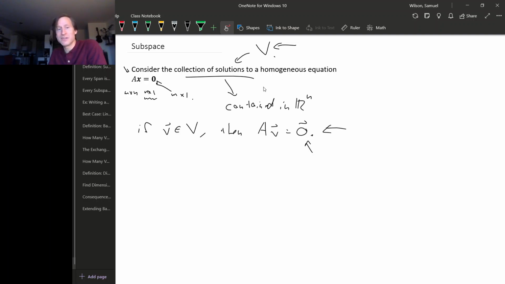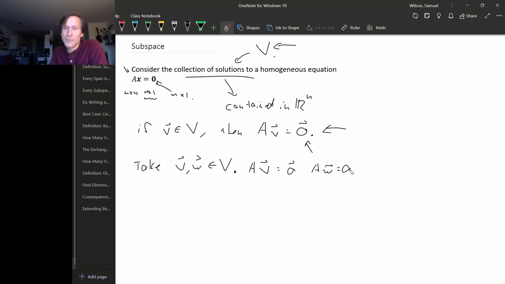One interesting thing about this collection V is, let's take two vectors out of V, maybe little v and little w. Since they're both in capital V, they're both solutions to this homogeneous equation. So A times little v is 0, and A times little w is also 0. One way that you can combine vectors is by adding them.